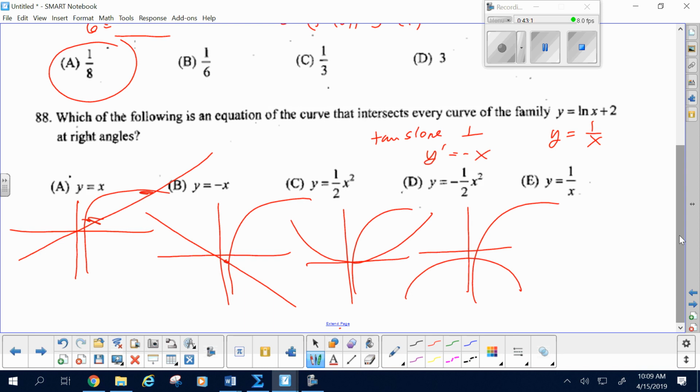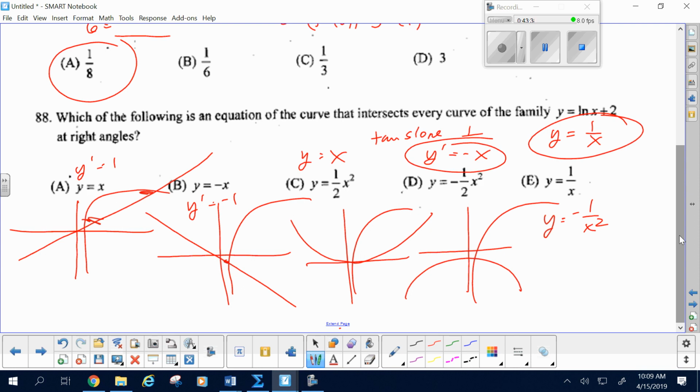At the end of the day then, this is y prime equals negative 1 over x squared. This is what I decided. Y equals x, y prime equals 1. Which of those looks like negative reciprocals of each other? Tangent slope is opposite reciprocals, yes? Which of those looks like opposite reciprocals of each other? Those two? And so it is. Okay?